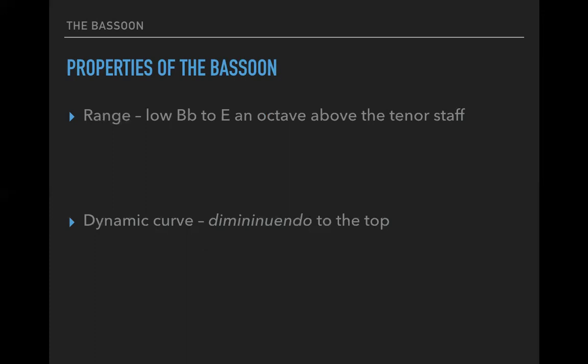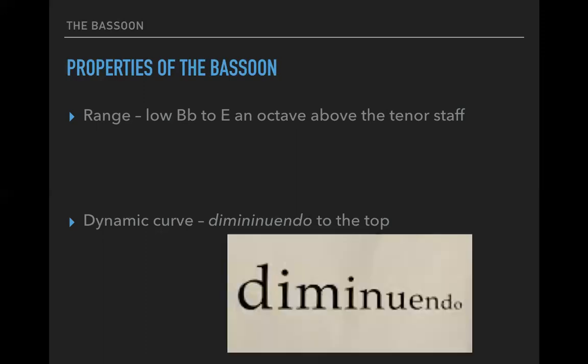In terms of the dynamic curve, you can think of this as analogous to the oboe, which means that it is a diminuendo to the top, meaning that the lowest parts of the range will be quite fat, thick, hard to control the dynamics. Then we get into a more expressive range. Then we get into a thinner register that's harder to control in the high range.